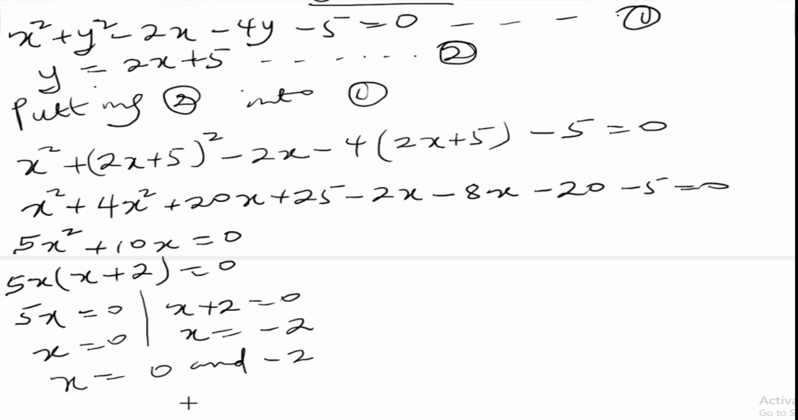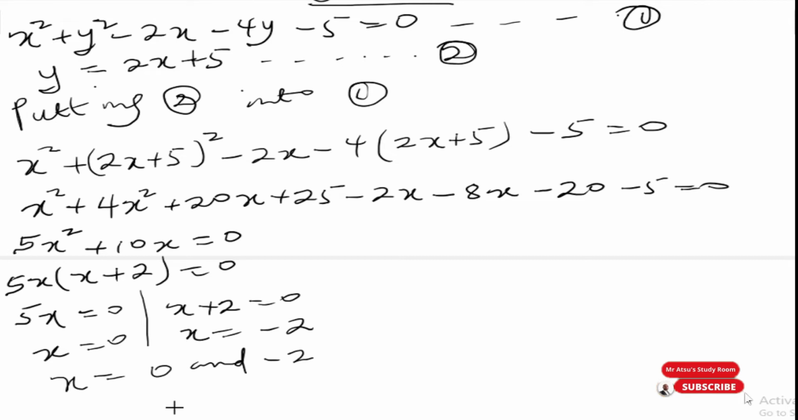And x equals 0 and negative 2. These two x coordinates already tell us that there are 2 points of intersection. And a point consists of both x and y coordinates. So our duty will now be to substitute each of the x coordinates into the equation to get its corresponding y coordinate. So that is what we are going to do right now.